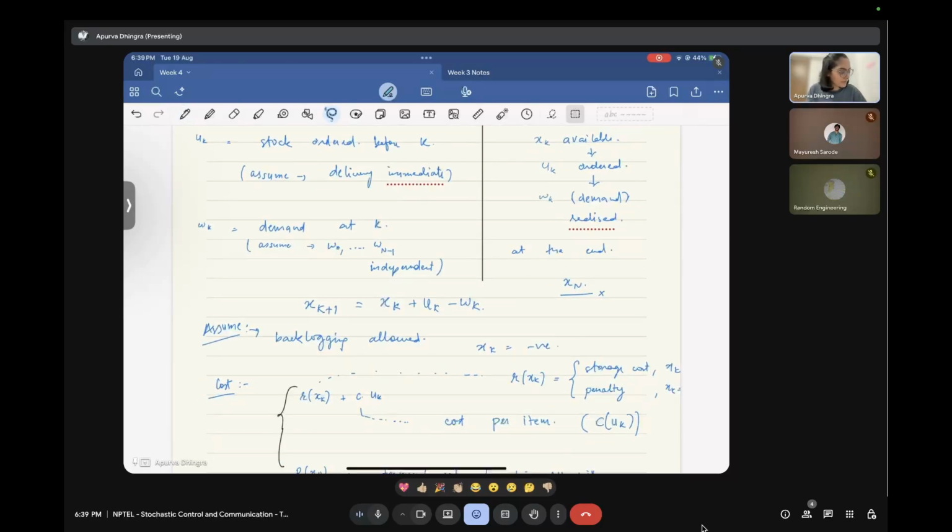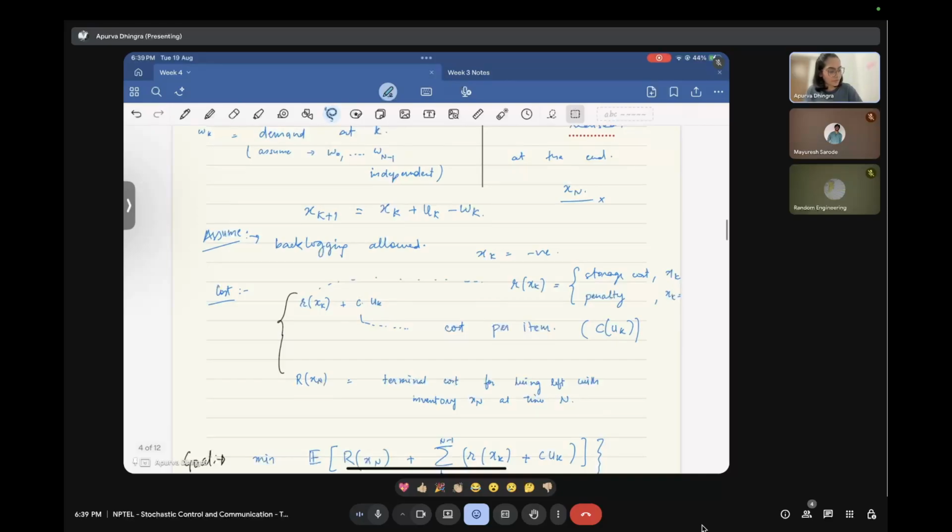Now, the problem is designed in such a way that there are 3 components to the cost. First cost is some sort of a storage cost, depending on if there is extra stock available and it needs storage, or if the stock that is needed is less than what is available, there's a negative stock, there's some sort of backlogging, then there is a penalty for that. Both of that is taken care of in this R function.